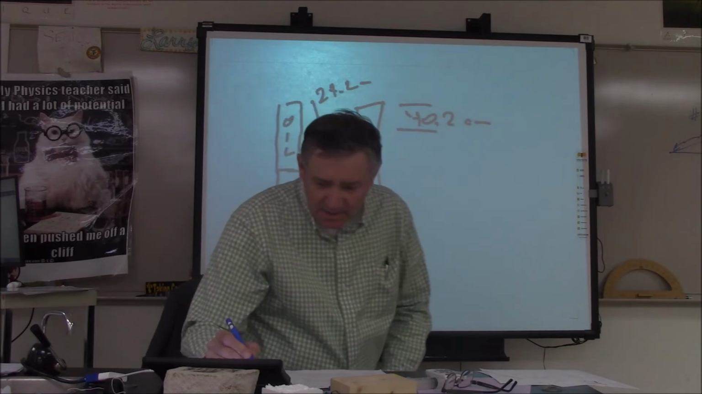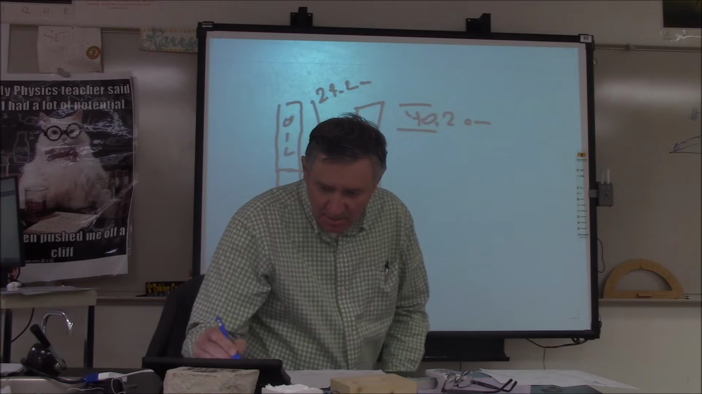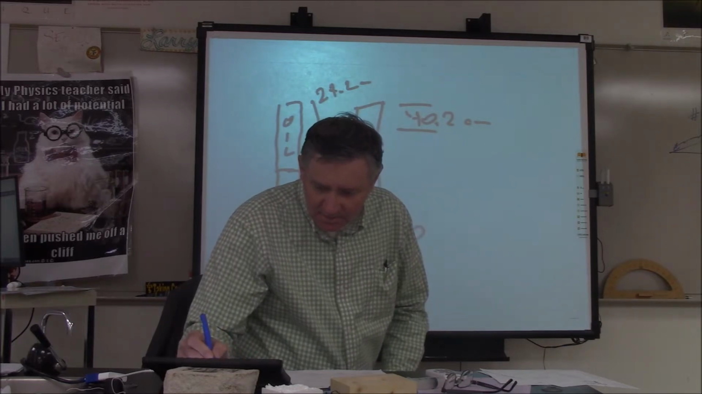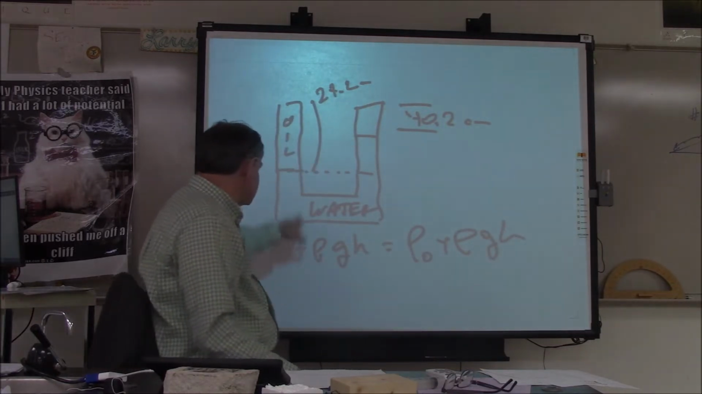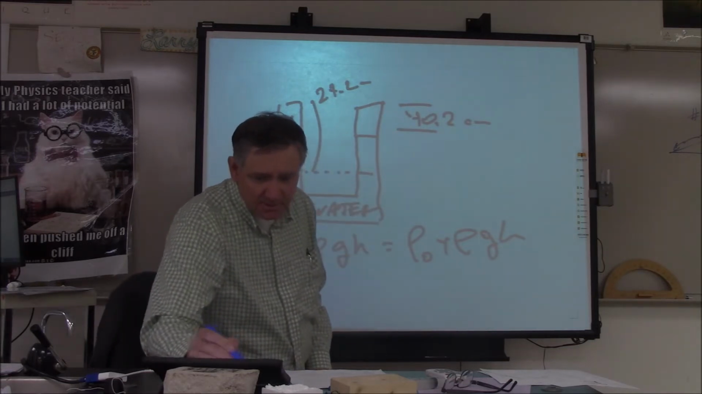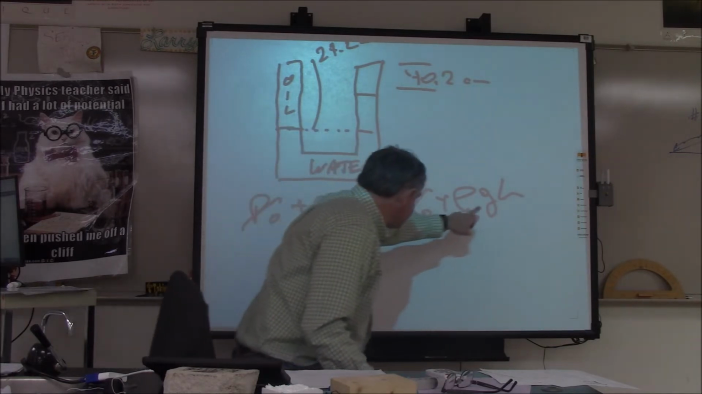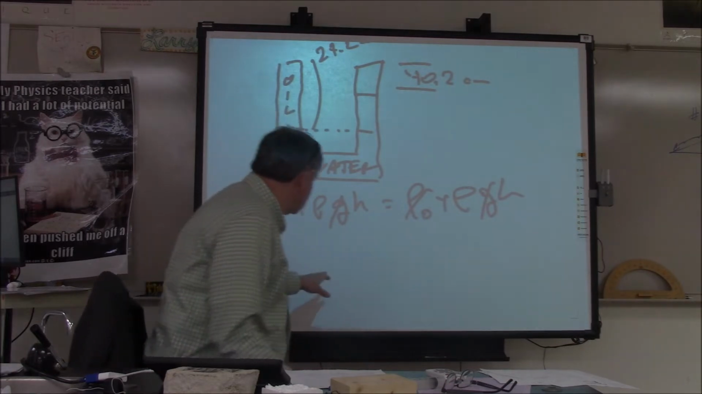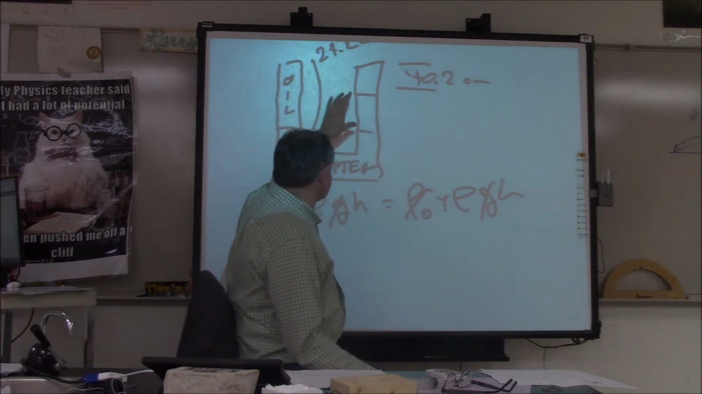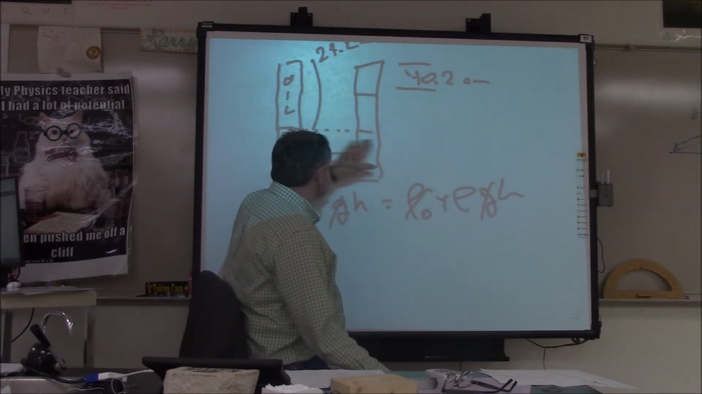So P naught plus rho gh on the oil side is going to equal P naught plus rho gh on the water side. This is the atmospheric pressure, so you don't have to worry about that, so that goes away. Then you don't even have to worry about the g's, because those are going to be the same. The whole key to this is that it isn't the 10.2 centimeters. It's the height that's above this point.